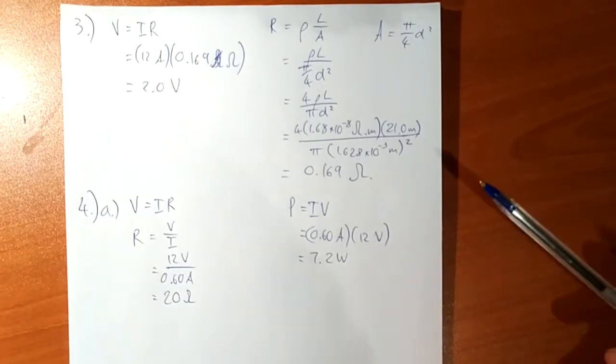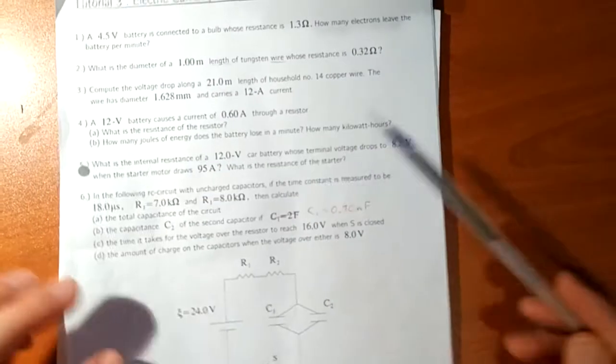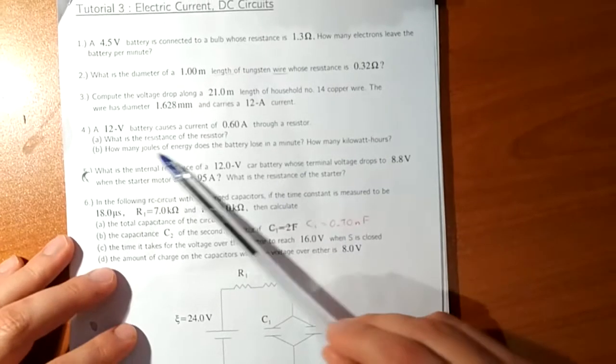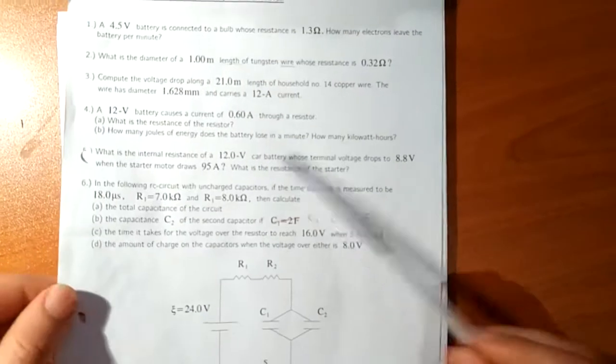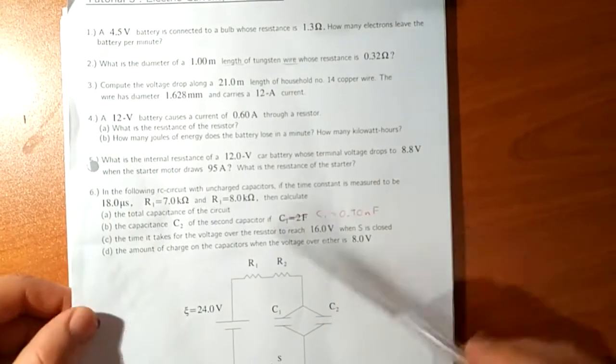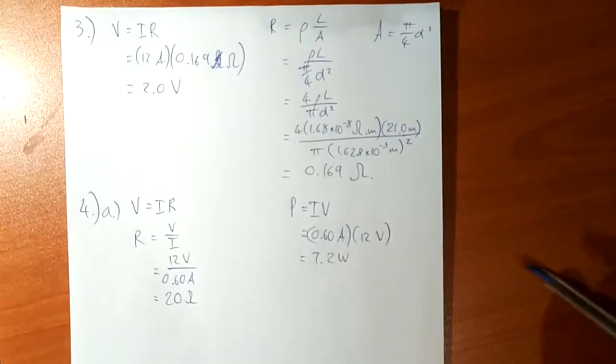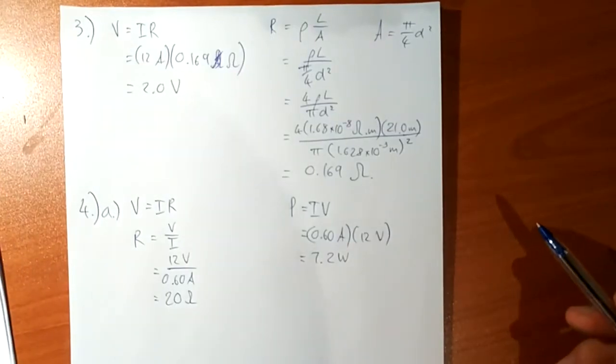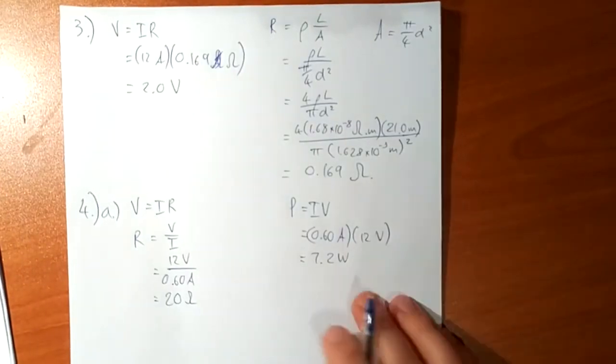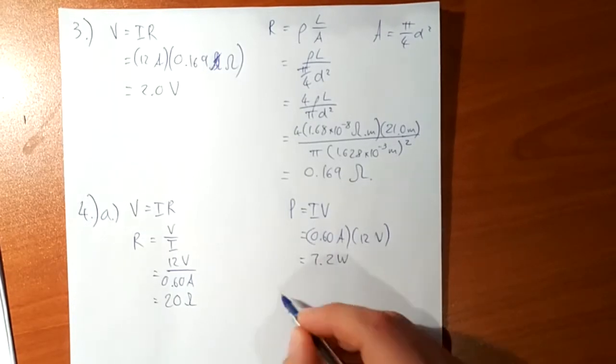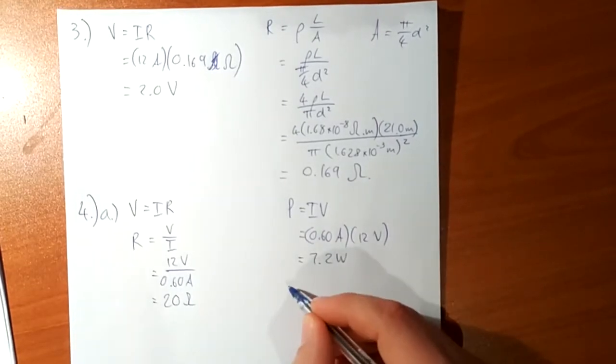Okay, so now for how long? Over how long of a period? In a minute, okay. And they want the answer in kilowatt hours. Well, okay, so they want it in joules first. How many joules of energy? Okay, so that's simple. So total energy, let's continue here.